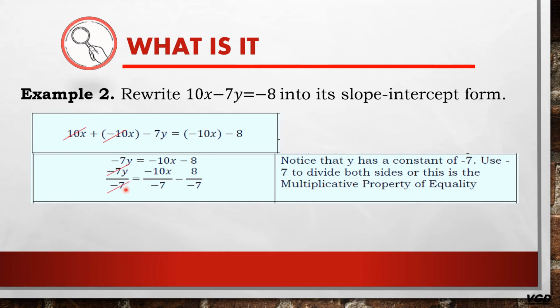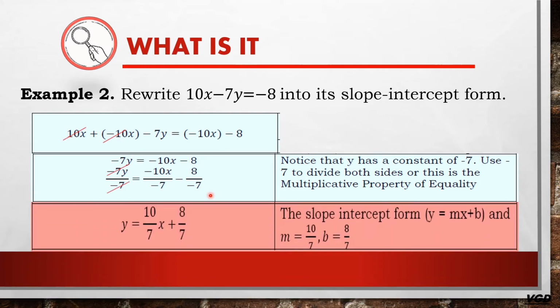So we have here negative 7y over negative 7 is equal to negative 10x over negative 7 minus 8 over negative 7. So the answer will now become, as we simplified it, cancel out na to si negative 7, mahimo na lang siyang y is equal to 10 over 7x plus 8 over 7.